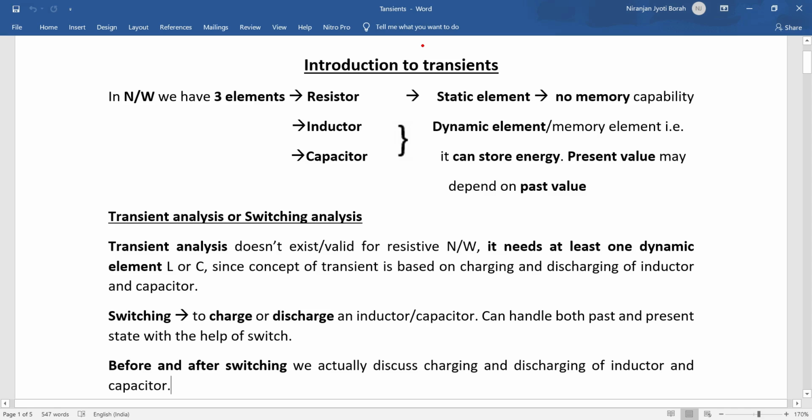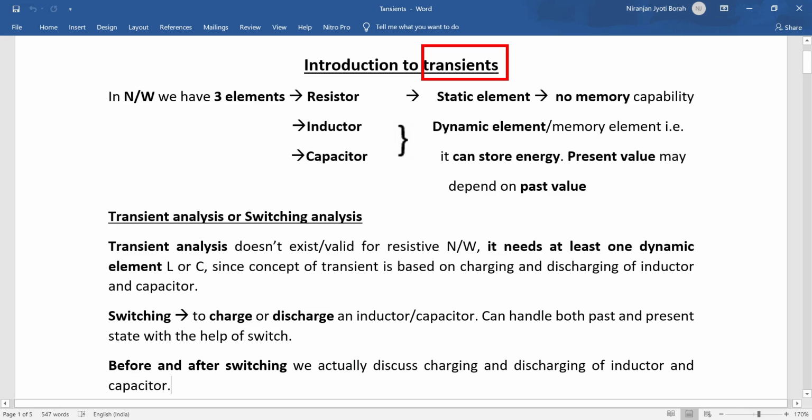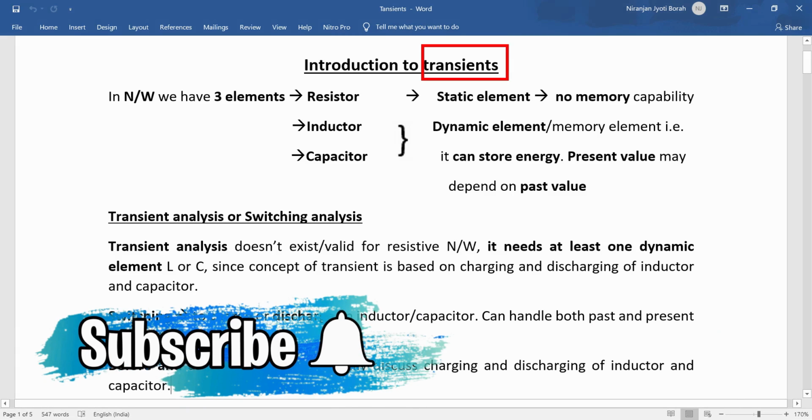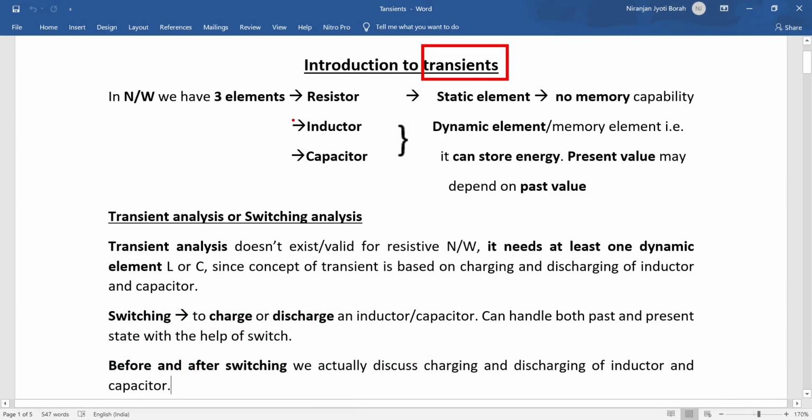Hello viewers, in this tutorial we are going to discuss the transient response of a first order circuit. So let me give a brief description about transient analysis. In the network theory subject, we have to deal with three basic elements, namely resistors, inductors and capacitors.